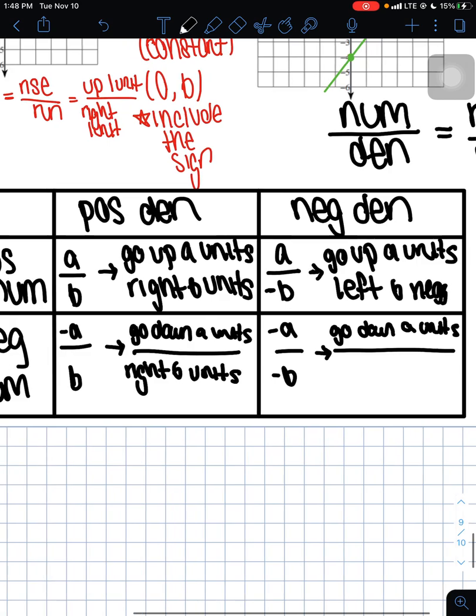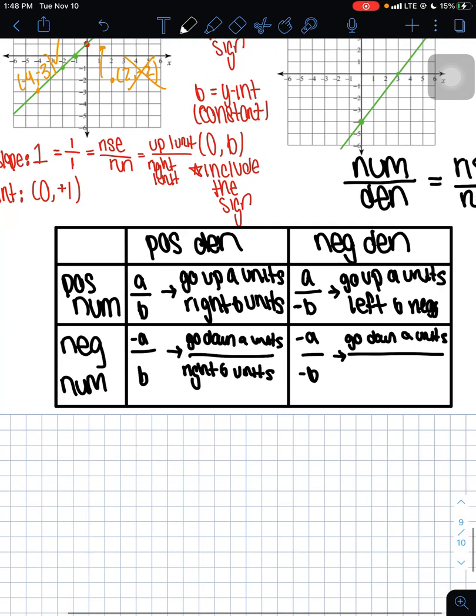So I do recommend that you guys make this table in your notes somewhere so you can reference it during the quiz, so you can make sure that you're going in the right direction for your slopes. But this is all the content that I have for today.